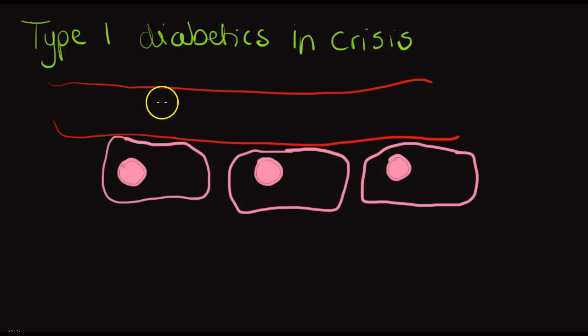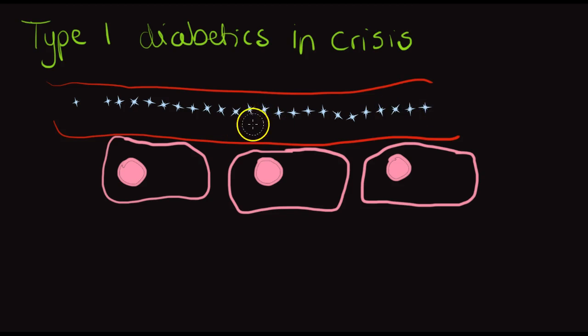All right, this video is to illustrate what happens to type 1 diabetics when they are in crisis. So first of all, we have a bunch of sugar that is arriving here into the bloodstream from a meal, and there's absolutely no insulin present to get the sugar into the cells.